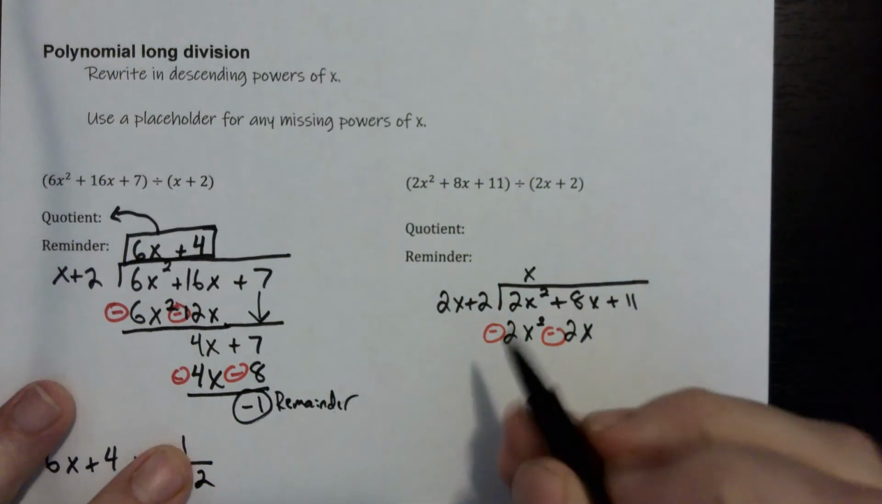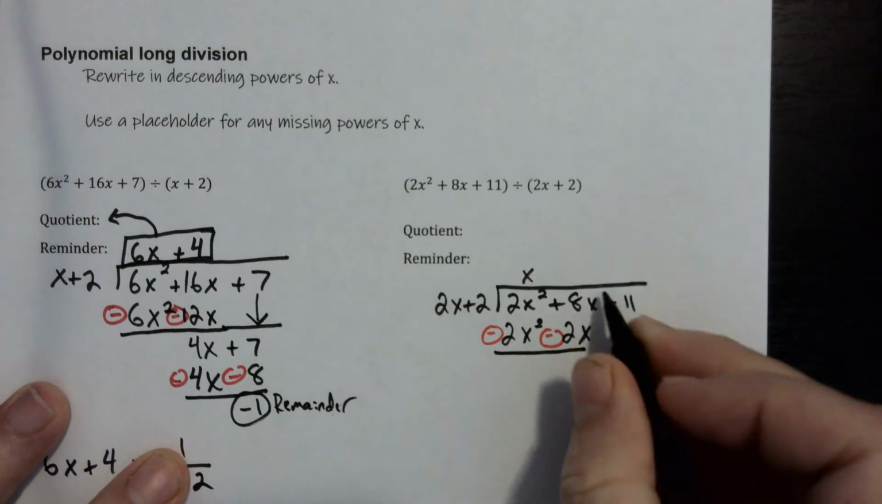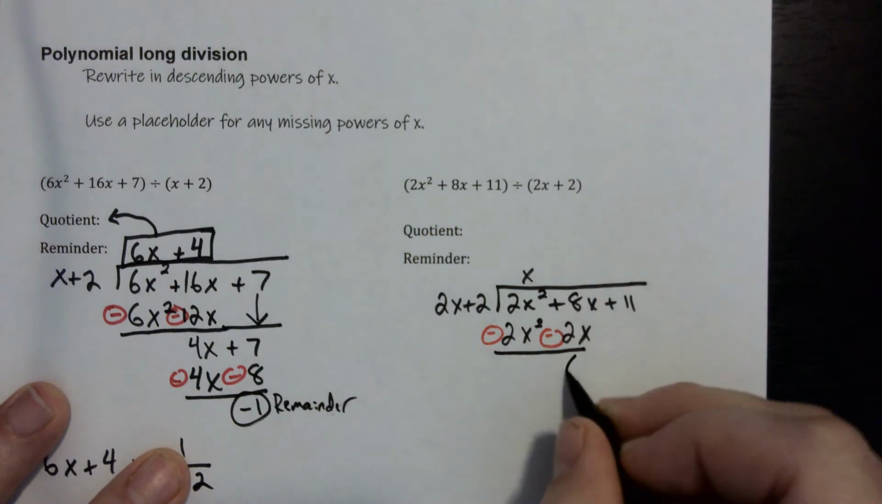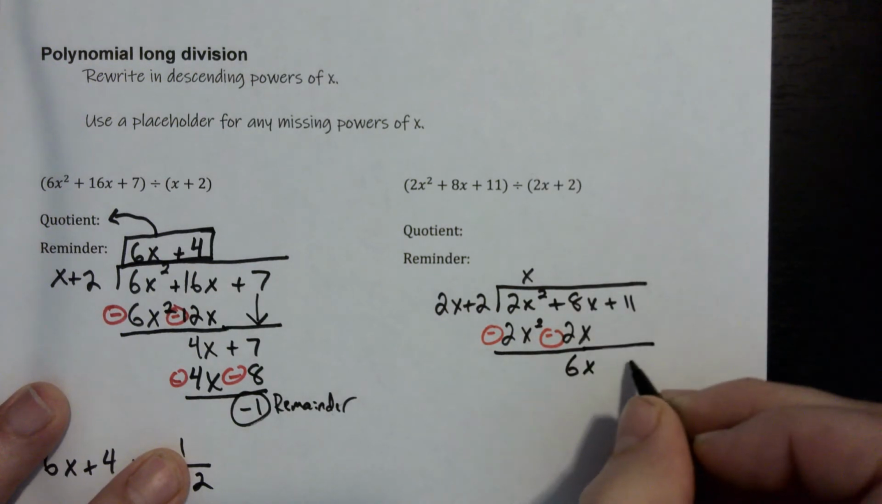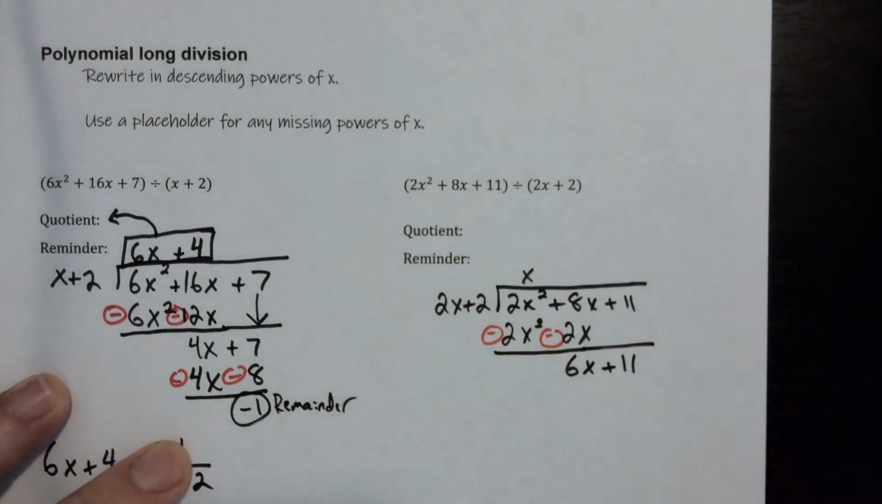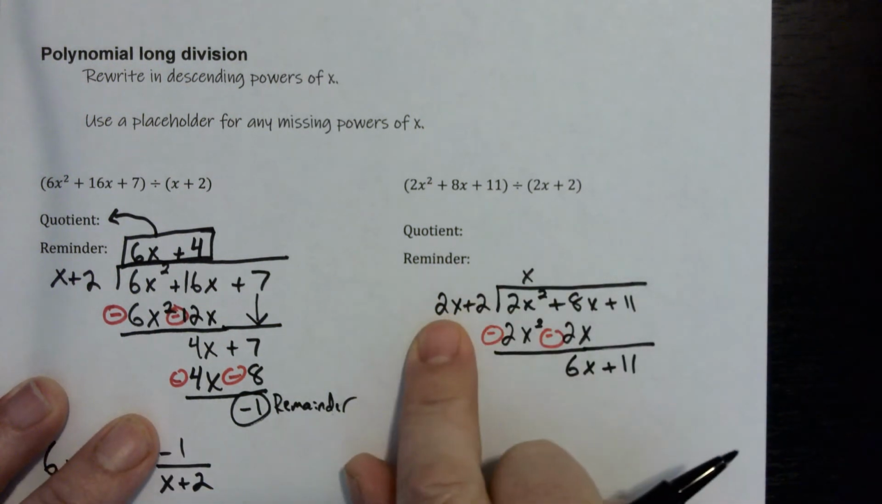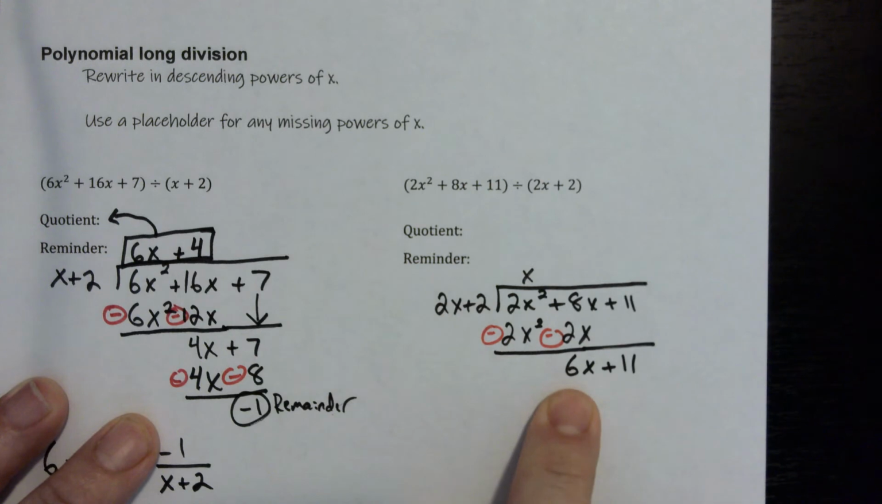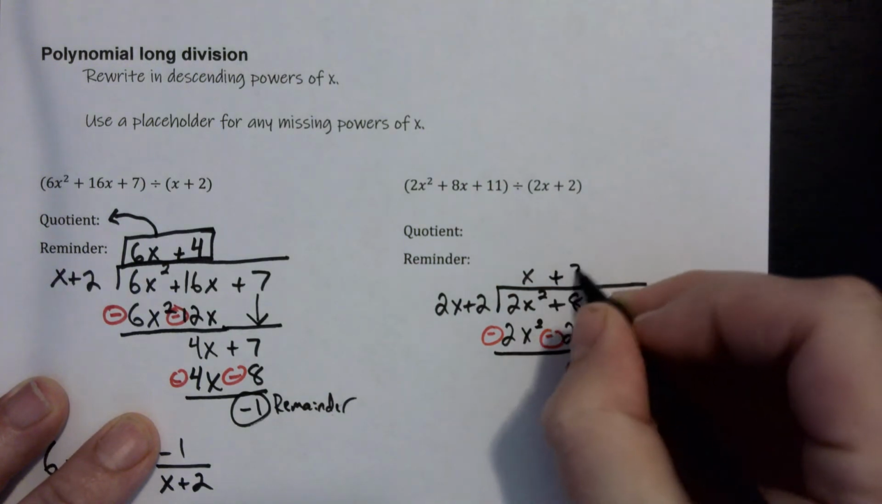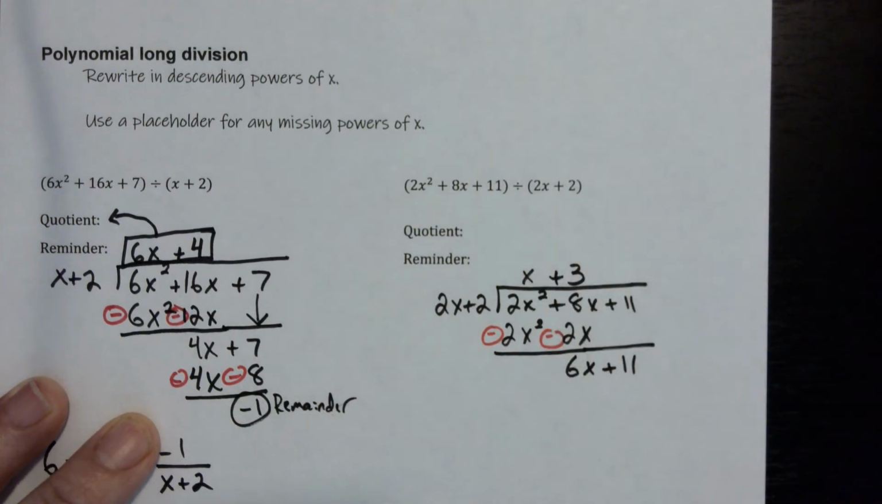Okay, so that will give me, this goes away. 8x minus 2x is 6x. And then we're going to drop down our next term. Okay, and then repeat. So what do we multiply 2x by to turn it into a 6x? 3. So this is going to be our quotient.